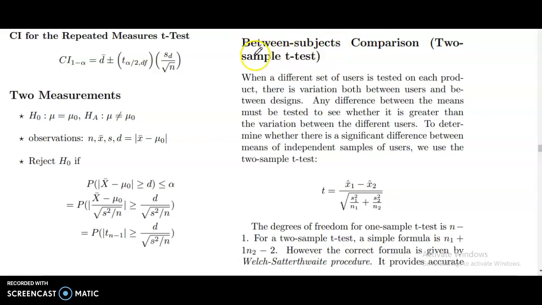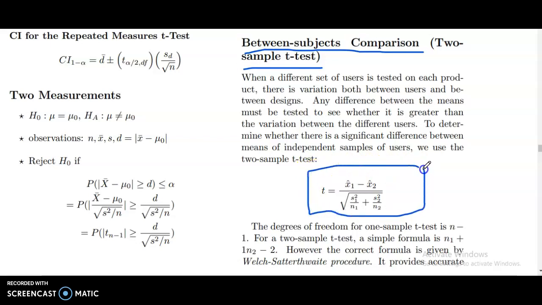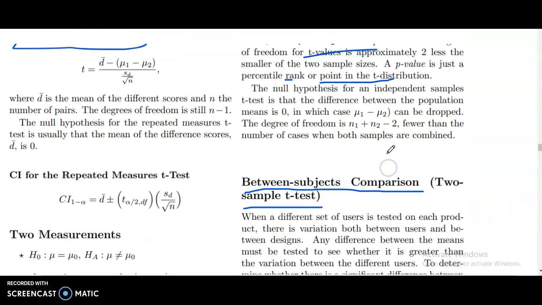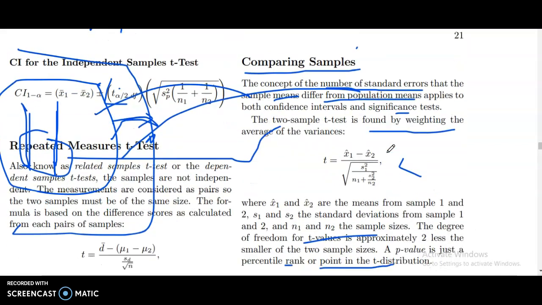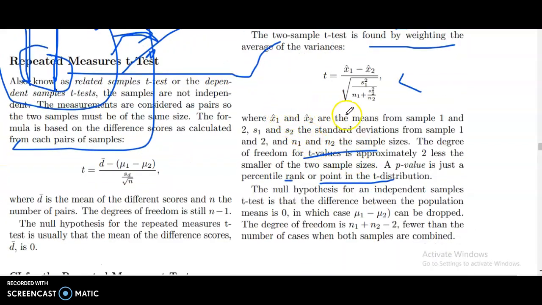Already we have seen between-subjects comparison, the two-sample t-test. Here x1 and x2 are the means from sample 1 and sample 2, s1 and s2 are the standard deviations from sample 1 and sample 2, and n1 and n2 are the sample sizes.